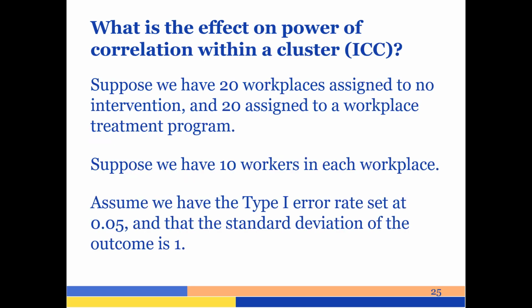One question you can explore is how power and intra-cluster correlation, or the correlation within a cluster, are related. We can use a graph to show how power changes based on different intra-cluster correlation values. Take the example described here. We have 20 workplaces in each group, with 10 workers in each workplace, and a type 1 error rate and a standard deviation. Based on all of this, how will power be affected by intra-cluster correlation?